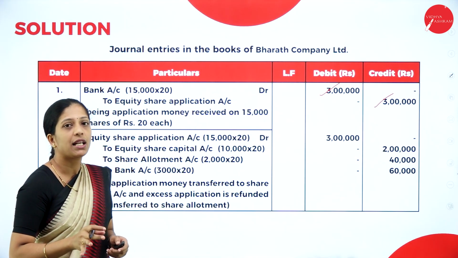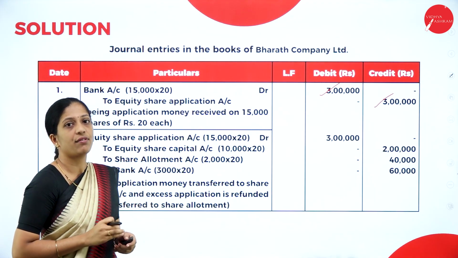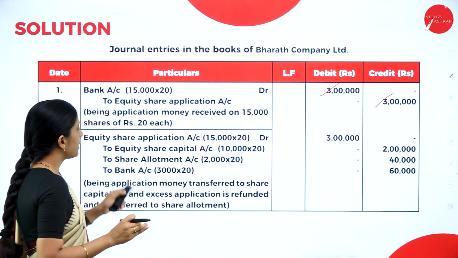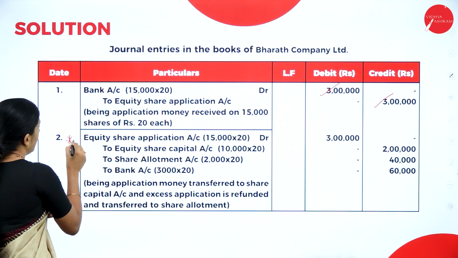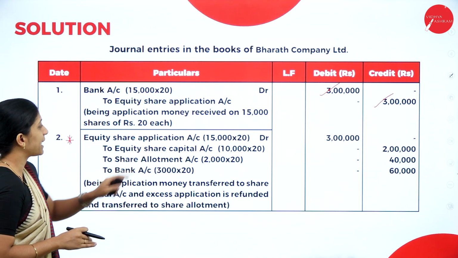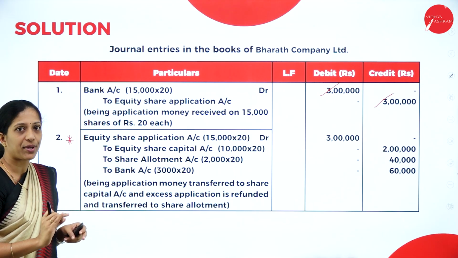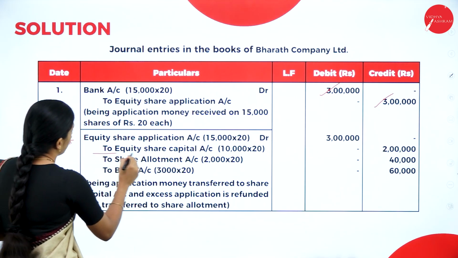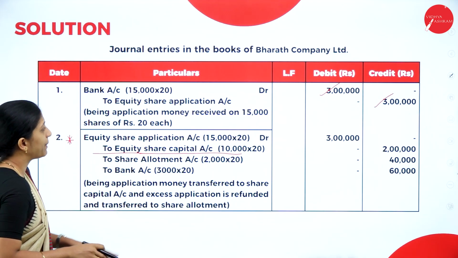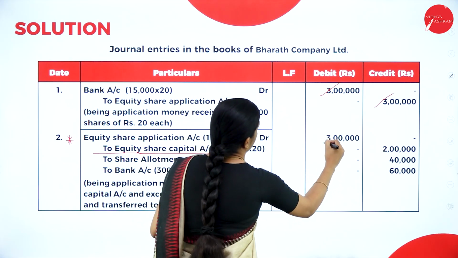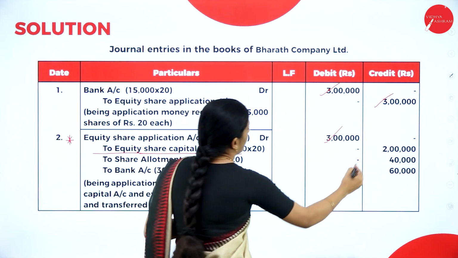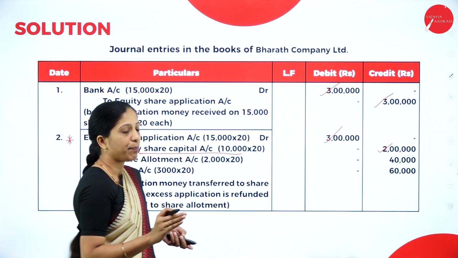Your narration being equity share application money received on 15,000 shares of ₹20 each. Second entry is important actually here because it is on pro rata basis. So your entry will be equity share application account debit to equity share capital account. So this will be the transfer entry till here, correct? Now what they have clearly told, equity share application 15,000 into 20, that is 3 lakh. Now how much actually we required? 10,000 into 20 will be transferred to equity share capital.